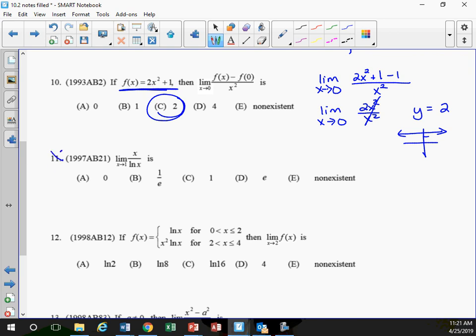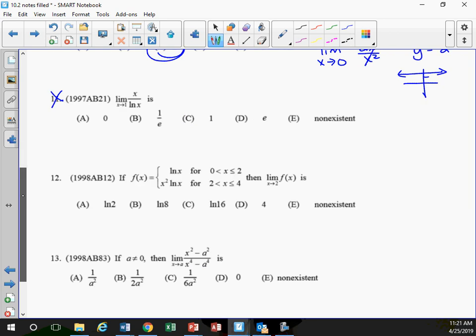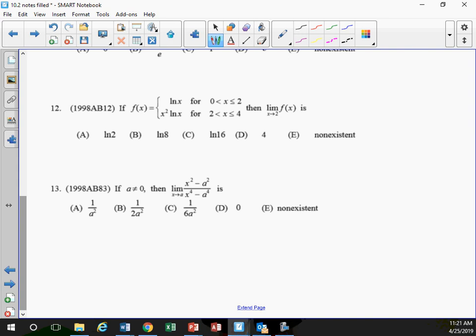We're skipping 11, guys. 12 still has natural logs, but it's easier. Everybody okay with 10 before I scroll down? Okay. 12. All right. Give you this lovely piecewise with some natural logs going on in it. And then I'm asking you about the limit as x approaches 2. What do you think I should do? Plug it in? Yeah, right?